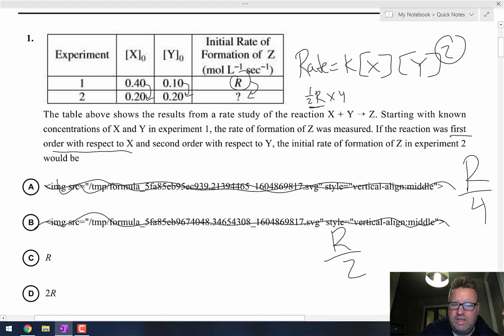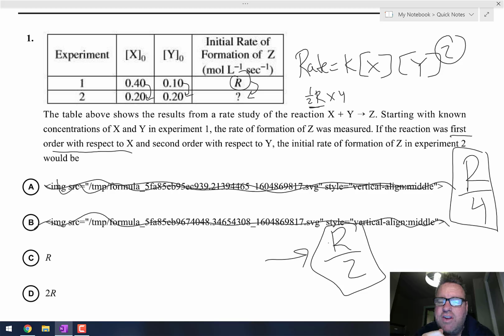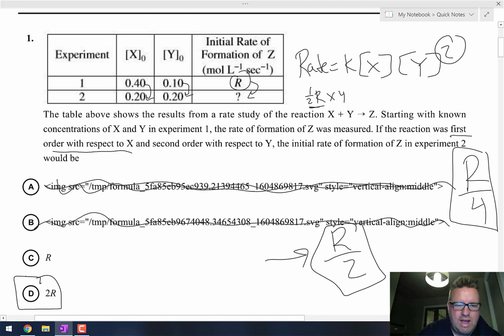I'm not sure why these are here. But the answer is R over 4 and R over 2, which if it was just asking about X, then absolutely, X would make it go down by half. That would be the answer. But then because Y doubles and it's second order, that has to be an increase of a factor of 4. And so the correct answer is absolutely D.